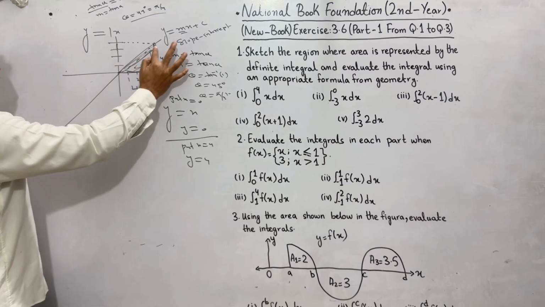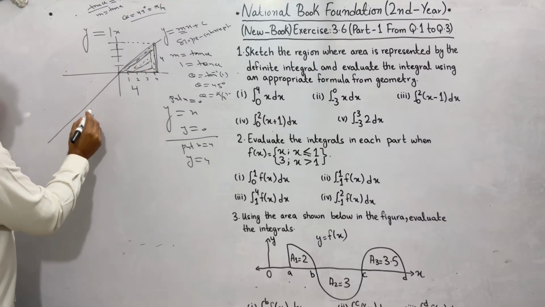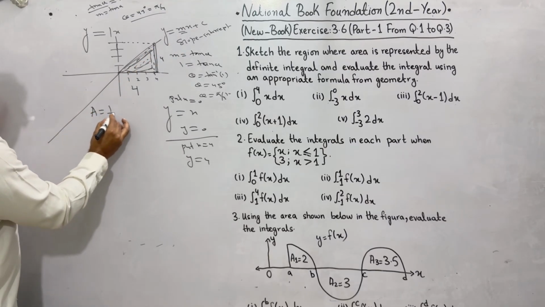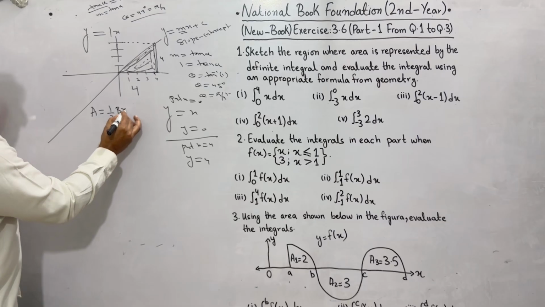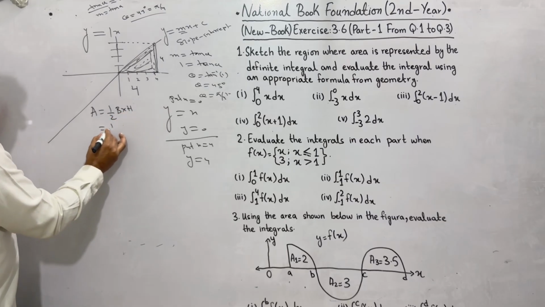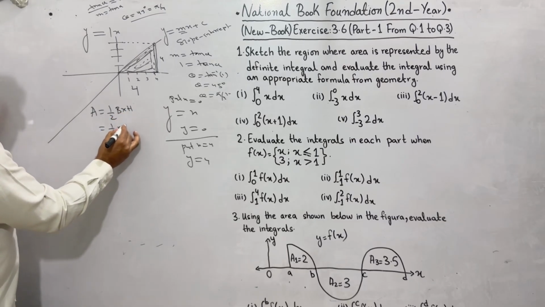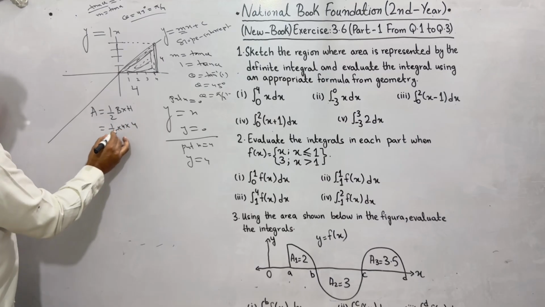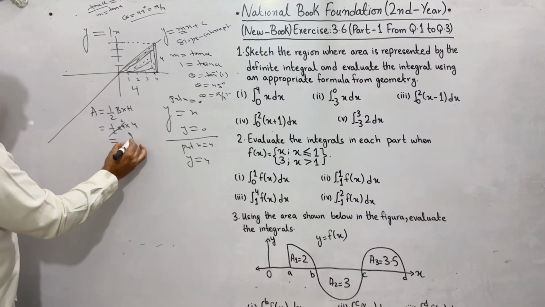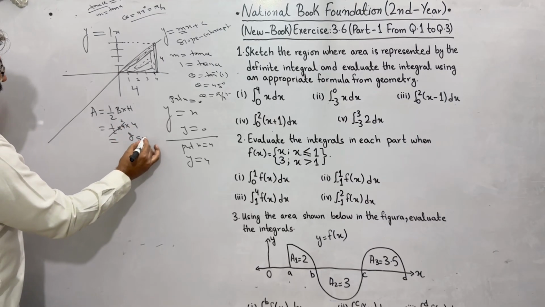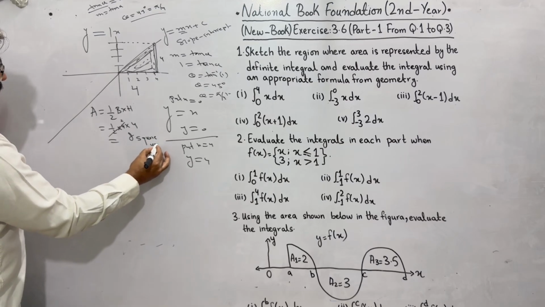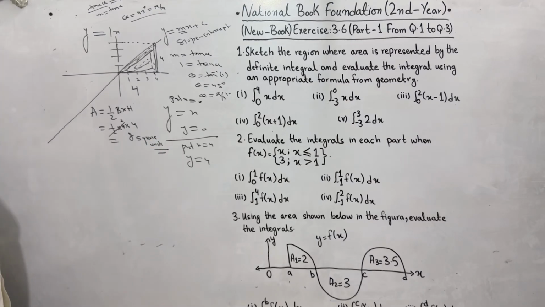We are interested in this portion. It is a right triangle. Its area is given by 1 over 2 base times altitude or height. We have 1 over 2, base is 4 as well as height is 4. Applying the table for 2 times 4, we get 8 square units. 8 square units is our answer.